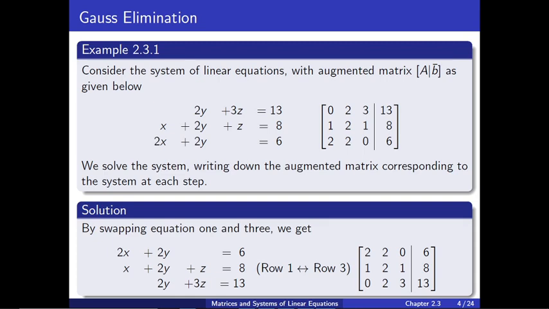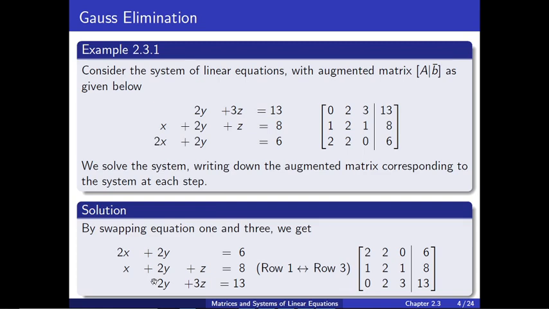So we're going to look at an example where we have a system of linear equations and its corresponding augmented matrix. We are going to do the same operations on the system and on the augmented matrix, and show that we don't really need to work with the system. We can just work with the matrices to find the solution that we want when solving this system. So let's look at example 2.3.1. Consider the system of linear equations with augmented matrix AB as given below. We solve the system writing down the augmented matrix corresponding to the system at each step.